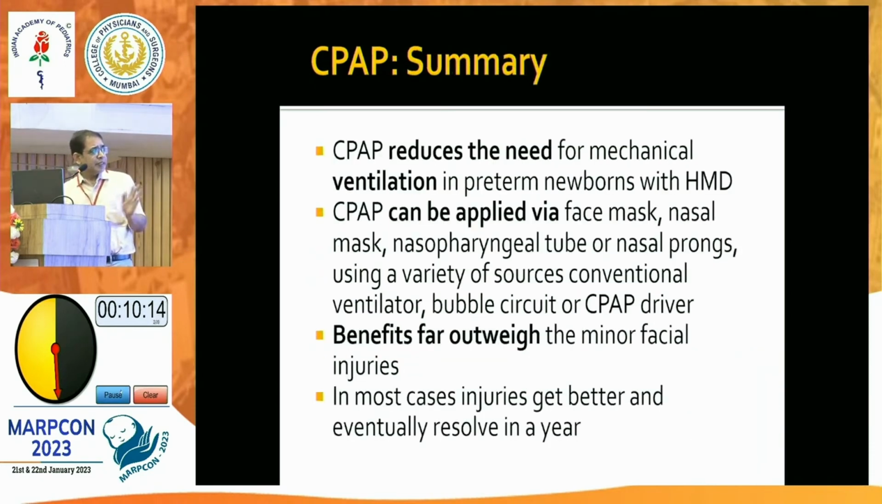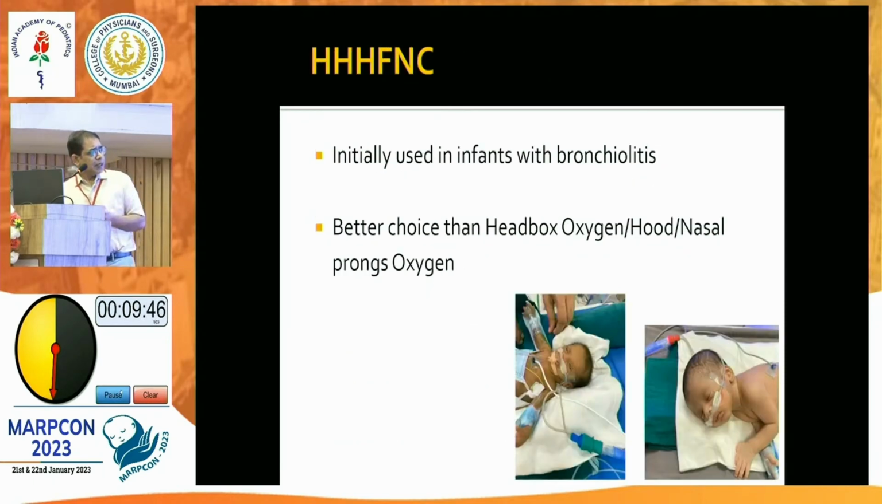So in short, CPAP reduces the need for mechanical ventilation, especially in preterm infants. CPAP can be applied by various masks and tubes and prongs with various sources, whichever way you are comfortable with. And there are minor issues associated with CPAP, such as facial injuries, but the benefits far outweigh the risk associated with CPAP usage. Now, coming to the other modality, humidified high flow nasal cannula.